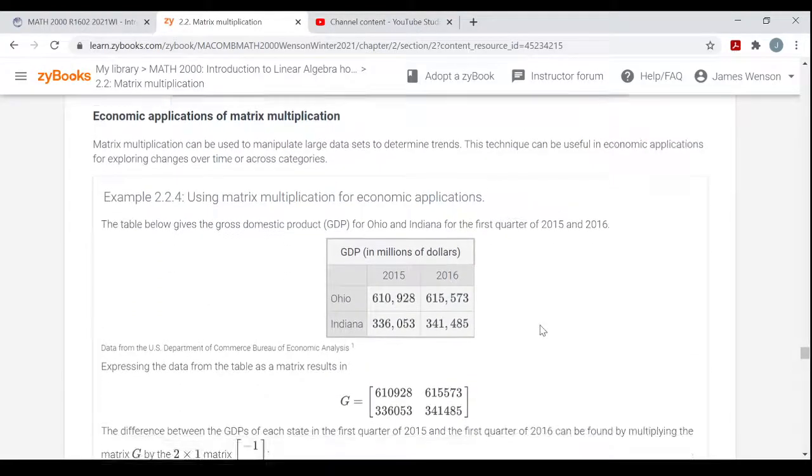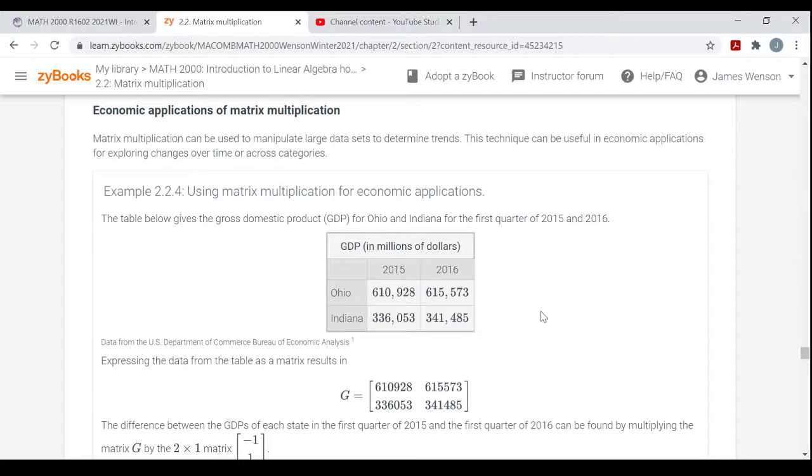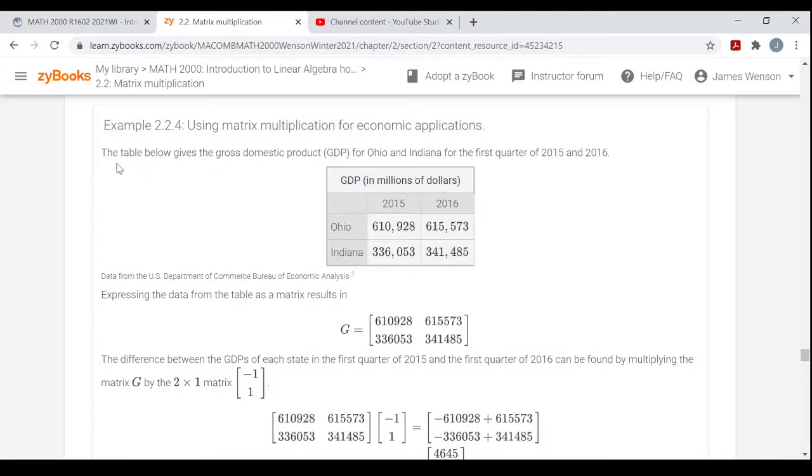All right, then the last part, and this is where I'm going to go back to that figure from the very beginning of the section. Because sometimes numbers have meaning, right? Numbers have units and actually mean something. So if you read through this example here, the table below gives the gross domestic product, or GDP, for Ohio and Indiana for the first quarter of 2015 and the first quarter of 2016. These are in millions of dollars. Little chart, and this is like a 2 by 2 matrix.